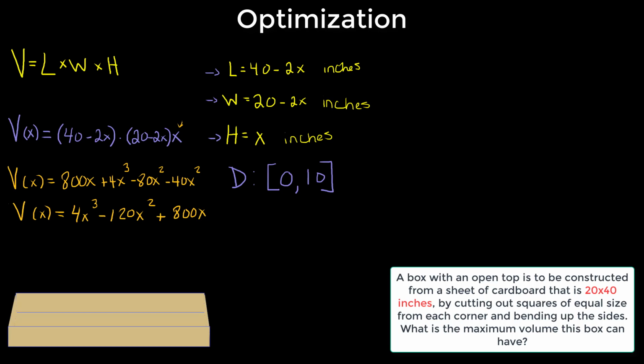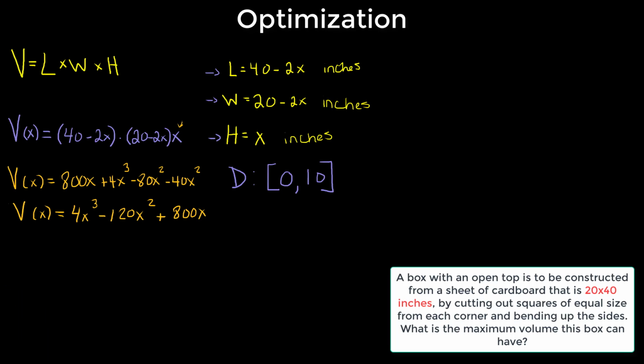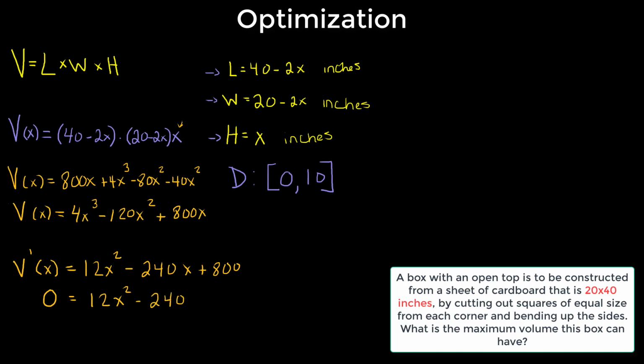We can use prime notation for this because we only have one independent variable. If we take the derivative of both sides, we'll have V prime of x equals 12x squared, power rule, minus 240x plus 800. There we go. Now that we've taken the derivative, let's set it equal to 0 and find that optimal x value, or that optimal cut in our cardboard box. So in setting this equal to 0, we have 0 equals 12x squared minus 240x plus 800.